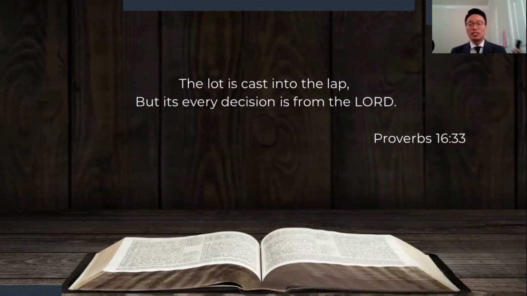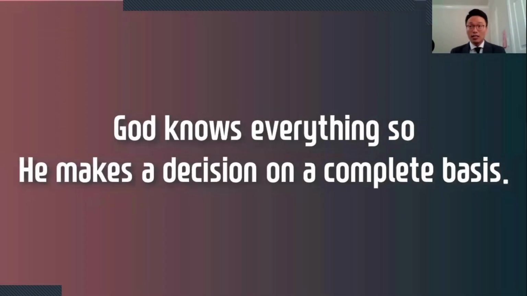Proverbs chapter 16 verse 33 says the lot is cast into the lap, which means the lot is cast by the hands of humans. So humans cast lots, but every decision is from the Lord. Even though it is humans that cast lots, it seems like it is humans that decide something, but behind the scenes, it is God that decides everything. Every decision is from the Lord. God knows everything, so He makes a decision on a complete basis, on a perfect foundation, perfect ground.